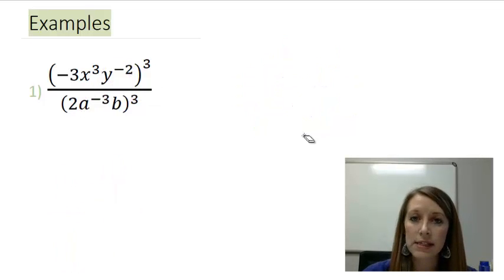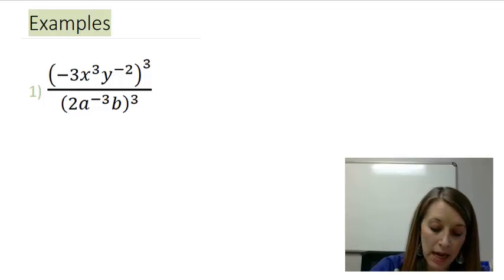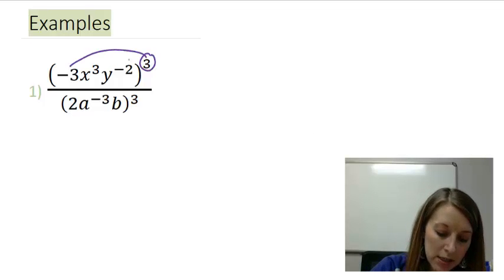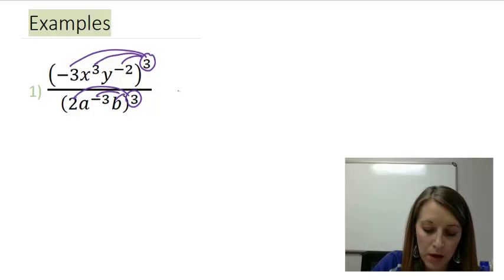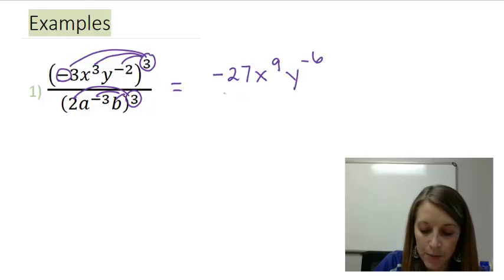So now that I have a clean slate, let me tell you what I think is the best way to go about this problem. I think it is to actually tackle the outside exponents first. So I'm going to take this 3 exponent and distribute it through the top and distribute it through the bottom since they happen to be the same exponent. On the top, I have a negative 3, don't forget about the negative, 3 amount of times. That ends up with a negative 27. X to the 3 times 3 gives me x to the 9th, and y to the negative 2 times 3 gives me y to the negative 6.